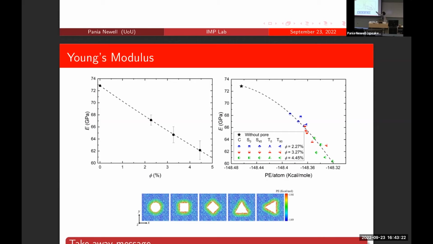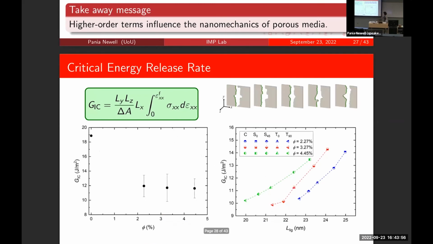But what is interesting is, if you replot the Young's modulus in terms of the potential energy per number of atoms, you see very distinct grouping. That's a function of the pore morphology. So the pore shapes play an important role in the nanomechanical response of these materials. And this is again the distribution of the potential energy that clearly shows which case has a higher potential energy.